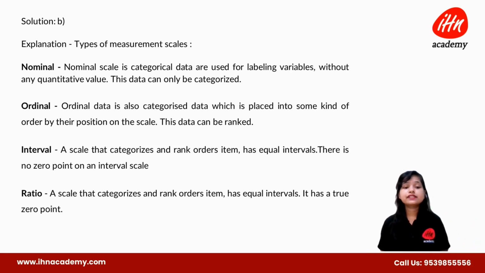So ratio scale is a scale that categorizes and rank orders items, has equal intervals. It has a true zero point, which is the question, right? So true zero point is a feature of ratio scale. I hope you have understood the 4 scales. Nominal scale is for categorization only. Ordinal scale is for categorization plus ranking. Interval means categorization plus ranking plus equal intervals. Ratio is for categorization plus ranking plus equal intervals plus true zero point. Clear? Let's come to the next question.